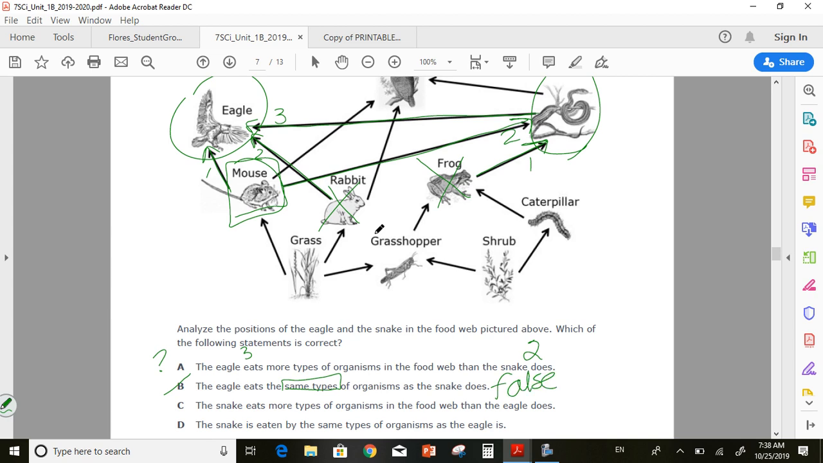Letter C says the snake eats more types of organisms in the food web than the eagle, and we just proved this one. The snake eats 2, the eagle eats 3, so no, the snake does not eat more. And then letter D says the snake is eaten by the same types of organism as the eagle is. The eagle is not eaten by anybody, so D is false as well. So this one's false, this one's false. So your best answer choice for number 9 is A.